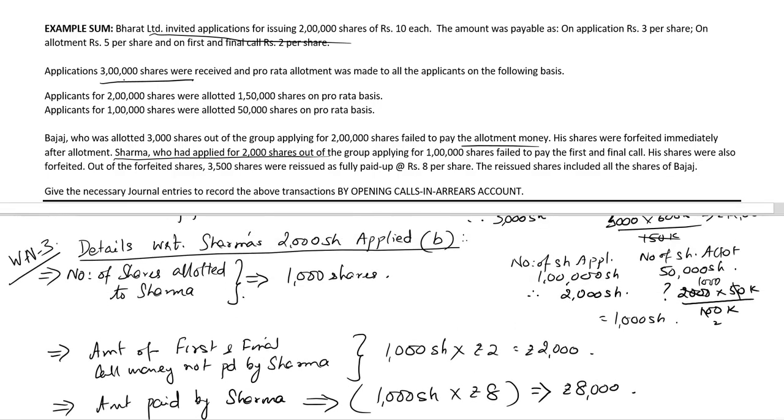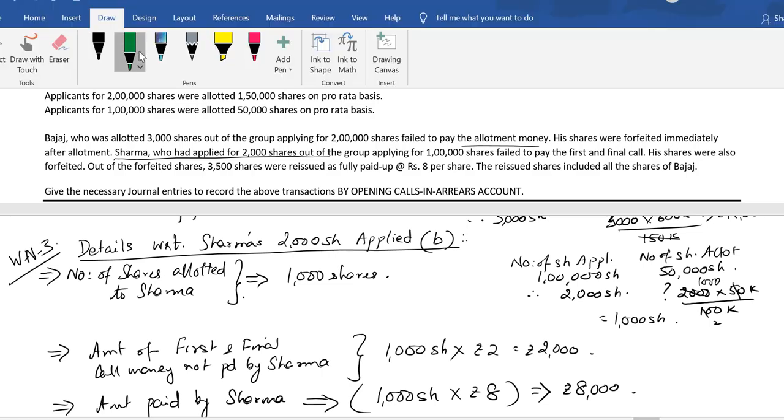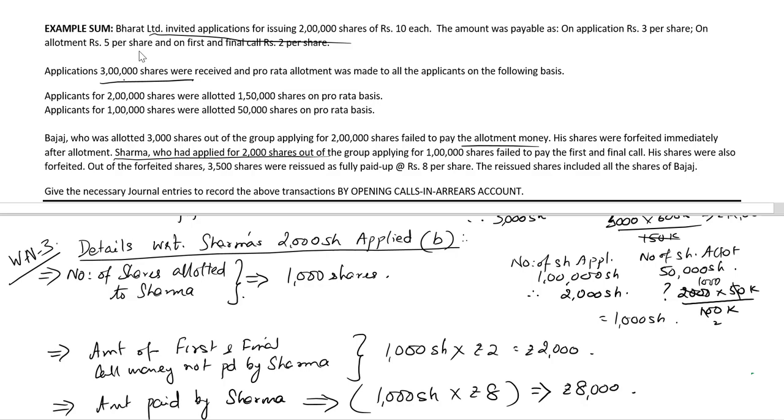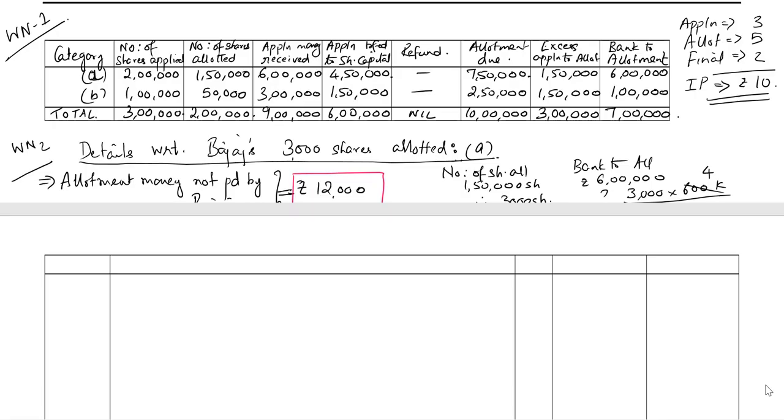So we've completed the third working note also, which is details with respect to Sharma's 2,000 shares applied for. He's been allotted 1,000 shares. The final call money not paid by him is rupees 2,000. And the amount which is received from Sharma is rupees 8,000. Let's move on to the solution.